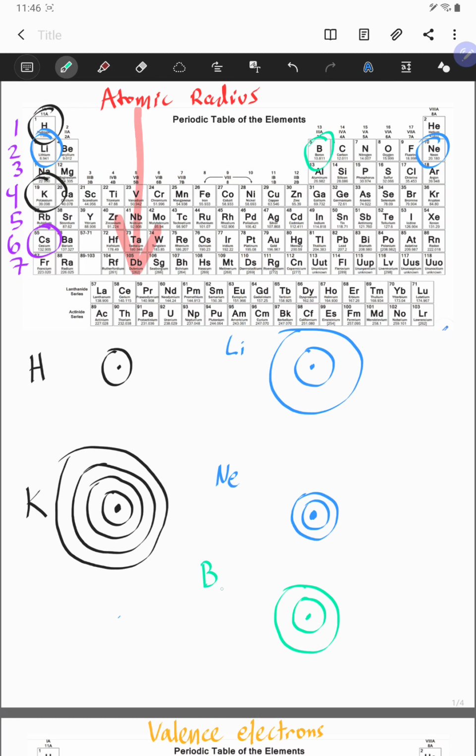So boron is going to be smaller than lithium, but bigger than neon. So go ahead and take a second, pause the video, and think about what the trend might be for atomic radius as we go from left to right on the periodic table.